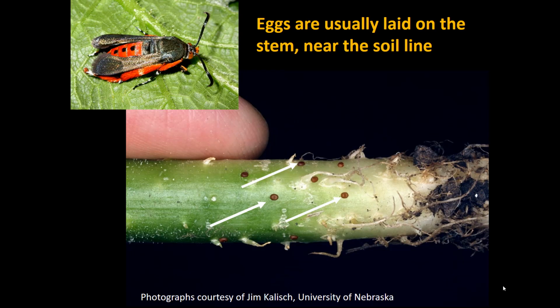The moths will lay their eggs often on the stem near the soil line. So these little arrows here all indicate eggs that were laid at the base of a squash stem. And then the egg hatches, and the larva enters and tunnels within the stalk or the stem of the squash plant. And this usually occurs right around the soil line.